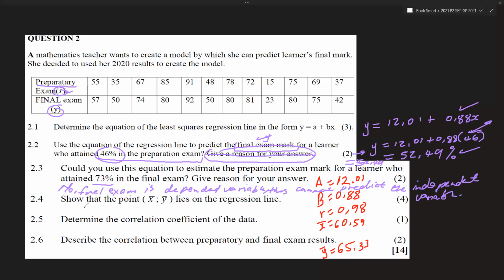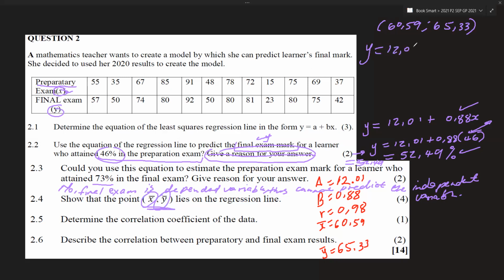Okay, now they say show that this point, which is the coordinate Z basically, lies on the line. So let me write it down there: 60.59 coordinate 65.33. You see, this is your mean for x, and this is your mean for y, and I wrote it down there. Now they want us to show if this lies on the line. This is a pretty simple question. I'll show you how to do it now.